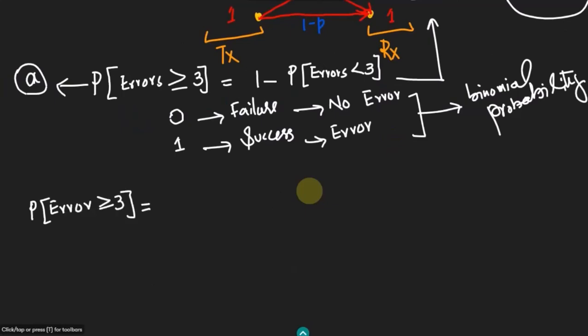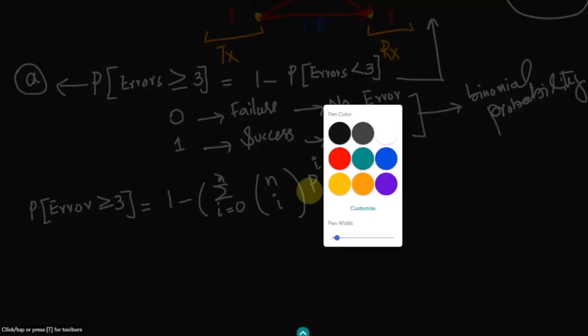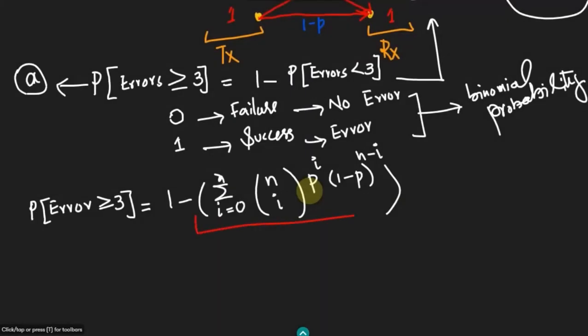So putting C in A, we get the probability of error greater than or equal to 3 is 1 minus the probability of error less than 3. This is basically the binomial probability law. Now putting values here, let me first expand it.